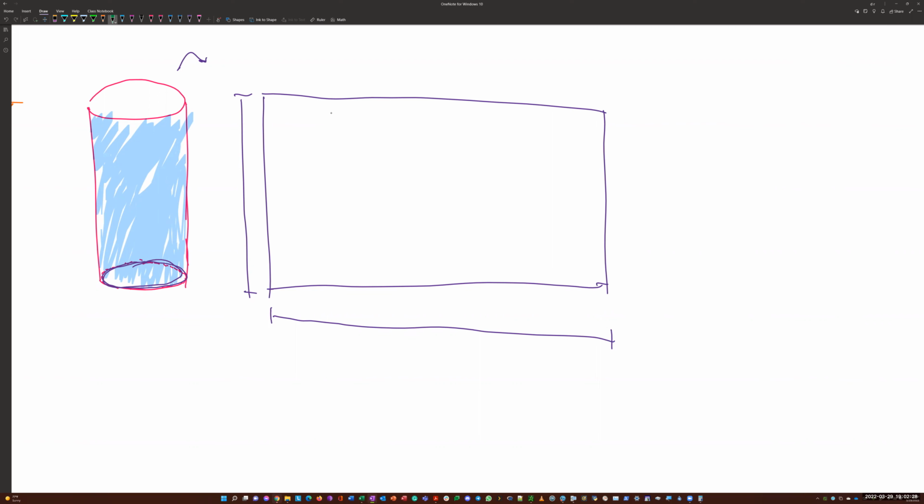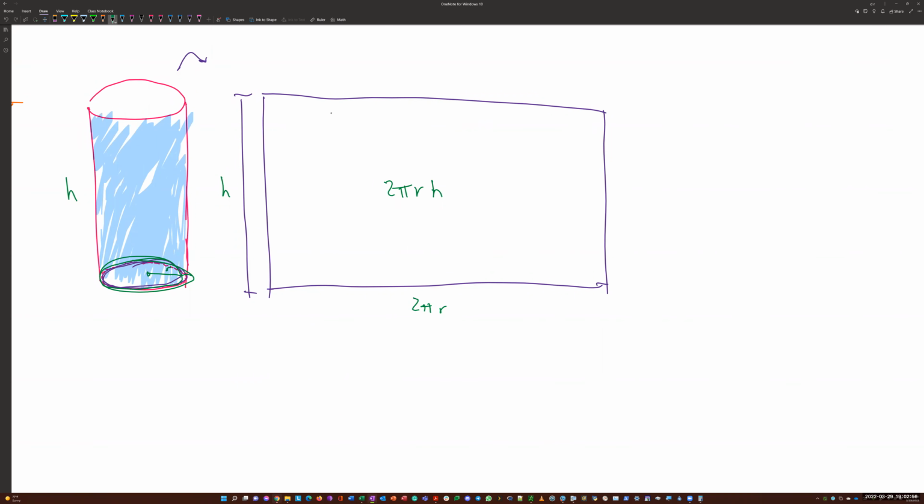The base of the rectangle would be the exact same length as whatever this length is here. So that would be 2 pi r, because the circumference is 2 pi r. The height would be h. In other words, the area of this thing would be 2 pi r h. Does that make sense?